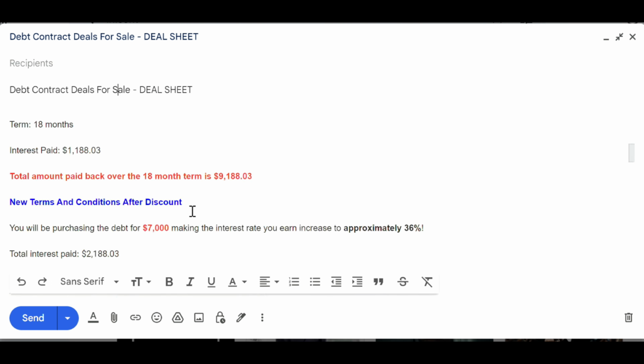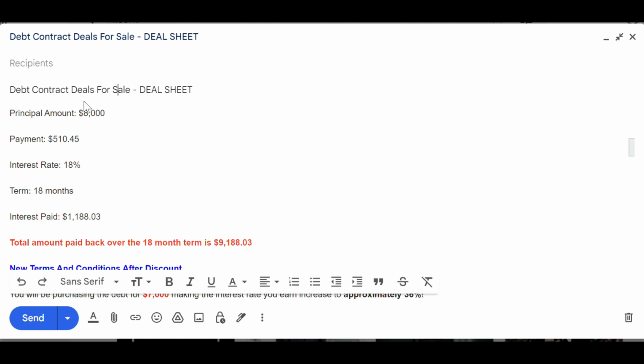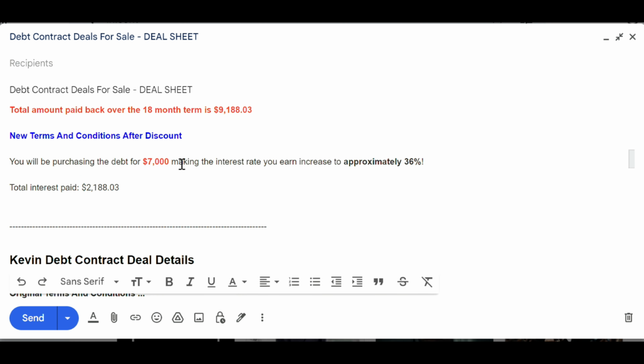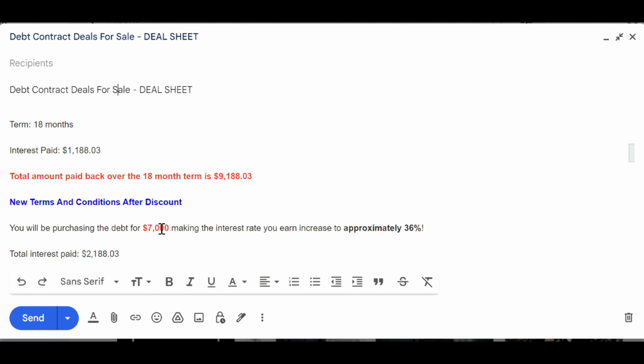Now we can discount it. So we're going to take the $8,000 debt. And this one here, you can buy it for 7, making it approximately a 36% rate of return. So your total interest would be $2,188. So when you look at it, your $7,000 will turn into $9,188 in a matter of 18 months, which again is an incredible investment.